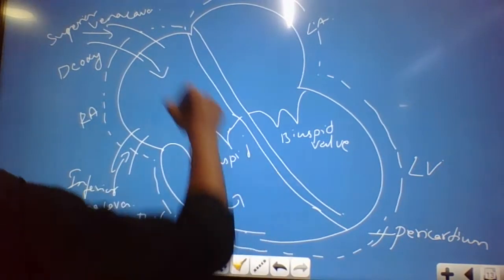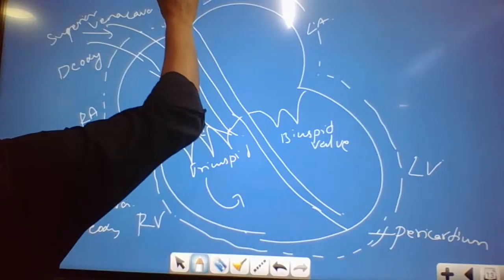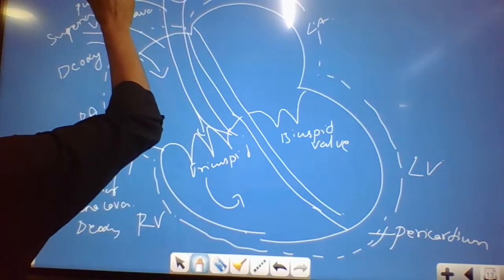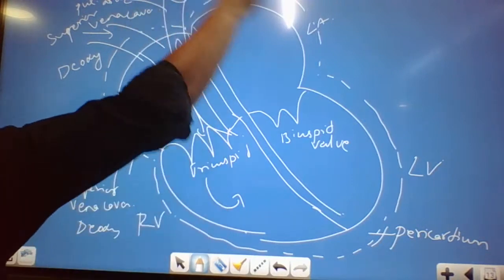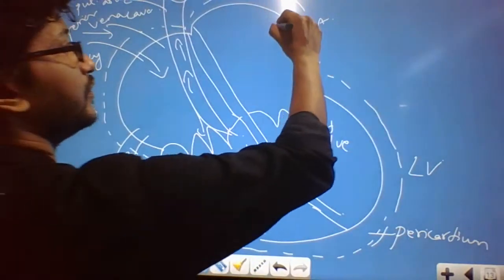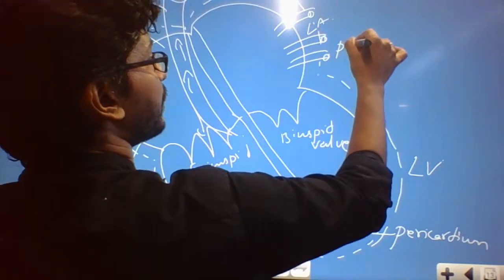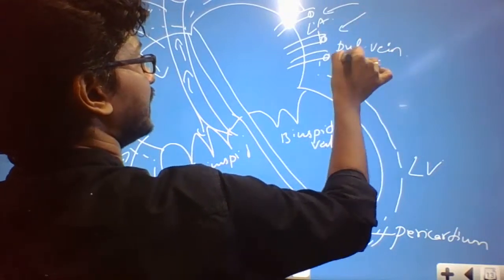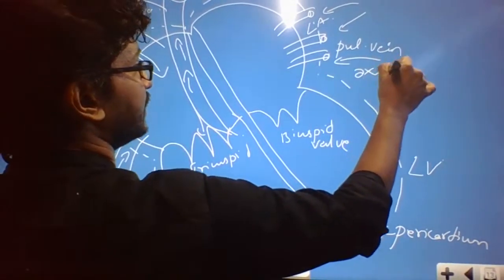Now, how does the deoxygenated blood go out? It is because of the pulmonary artery. This is the place where the deoxygenated blood goes out. And on this side, through this, you could see the pulmonary vein. Through this, the oxygenated blood is coming inside.